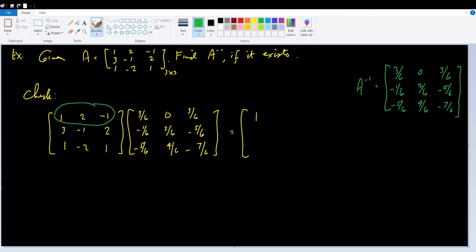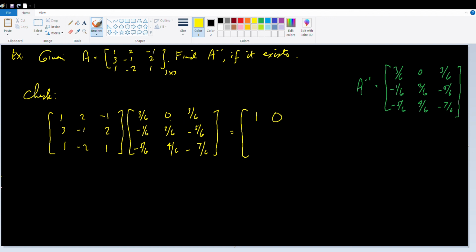First row multiplied to the second column. 1 times 0 is 0. 2 times 2 over 6 is 4 over 6. Negative 1 times 4 over 6 is negative 4 over 6. And that is equal to 0.